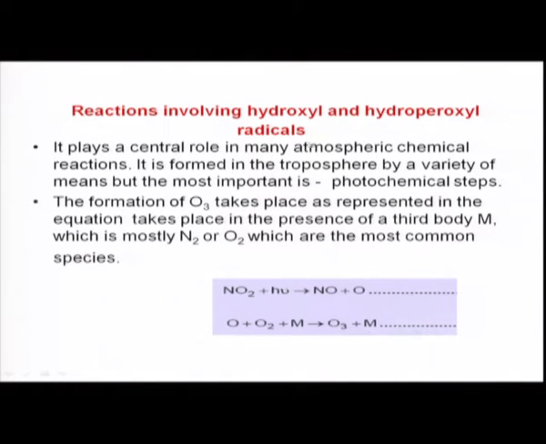As I told you, they are all formed through a variety of photochemical reactions. The formation of ozone is represented by this equation: nitrogen dioxide, NO2, by absorbing UV light, gets split into NO and atomic oxygen. This atomic oxygen can combine with molecular oxygen in the presence of a third body, like nitrogen, leading to the formation of ozone. So, ozone is also formed through nitrogen dioxide, and it is again one of the active species in the troposphere.